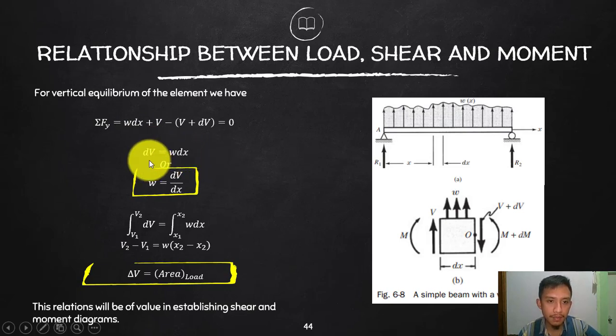Cross multiply dx below, or divide both sides by dx, and you will have w, the value of the loading at a certain point, equal to the first derivative of the shear equation, or that is the slope of the shear diagram.